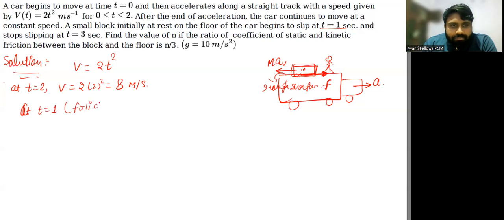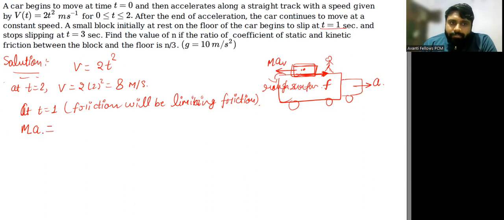friction will be limiting friction. Okay. So at this time, you can equalize this with MA. So MA is equal to F. This is the condition for just starting the motion, or just slipping. When the slipping has just started, M into A, mass of the block into acceleration of the vehicle, is equal to F.